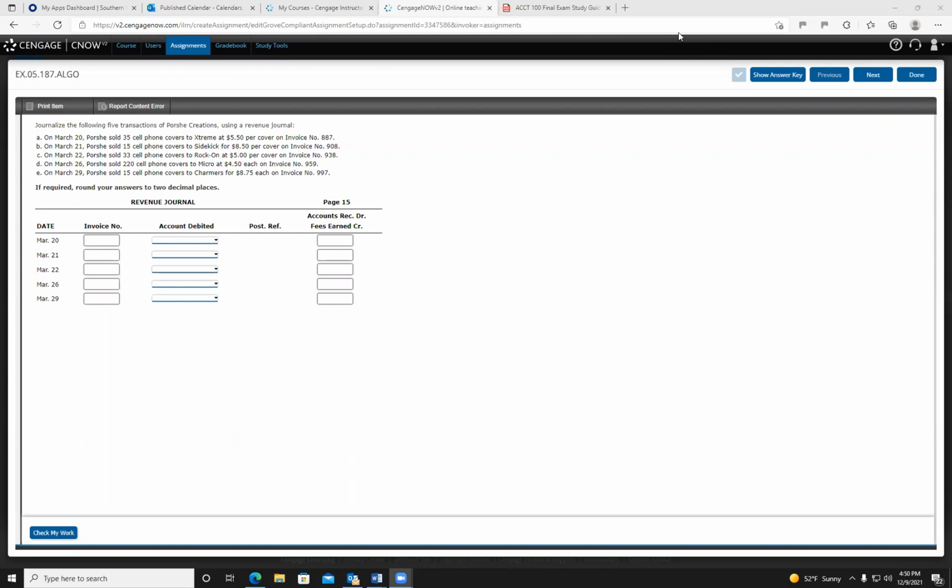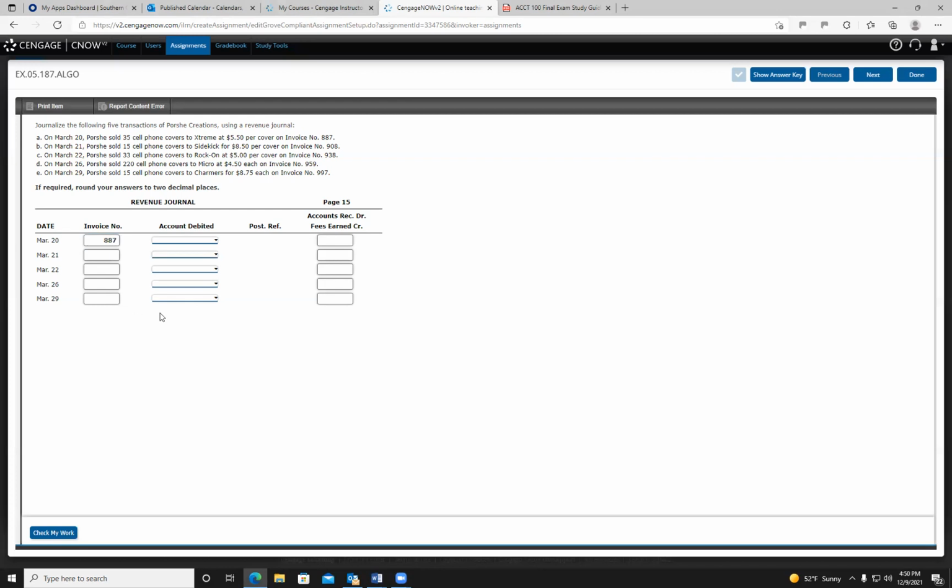In this problem, it wants you to look at each of the following 5 transactions of Porsche Creations, and using the revenue journal, record the information. So this is pretty easy. First of all, it's asking you to enter the invoice number. On March 20th, Porsche sold 35 cell phone covers to Extreme at $5.50 per cover, on invoice number 887. So the first bit of information we're going to fill in is that invoice number, 887.